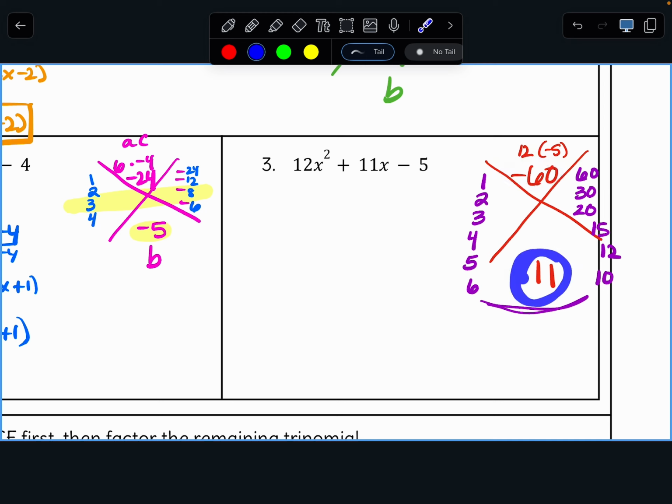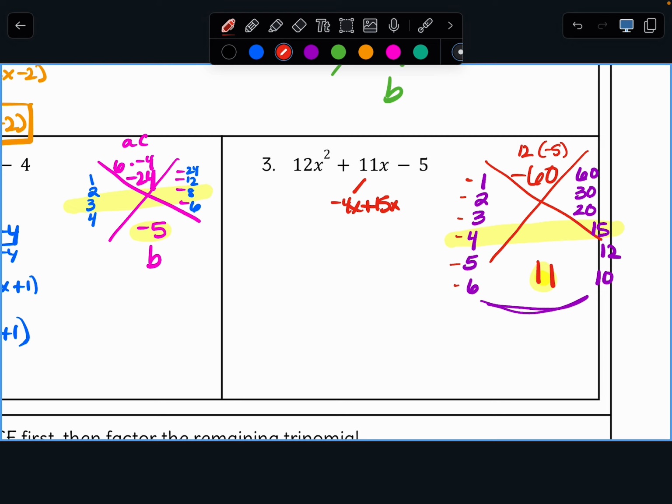And because my addition answer is positive, that means the larger number has to be positive, and these all have to be negative. So as I do that, the one that adds to be 11 is negative 4 plus 15, gives me 11. So then I rewrite negative 4x plus 15x, so that I get 12x squared minus 4x plus 15x minus 5.